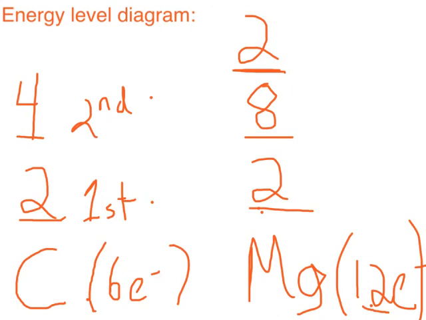Okay, so you pick any two, try them, and bring them to class. Make sure you get the hang of this. If you have any questions, make sure you write them down. That in a nutshell is how you do energy level diagrams.